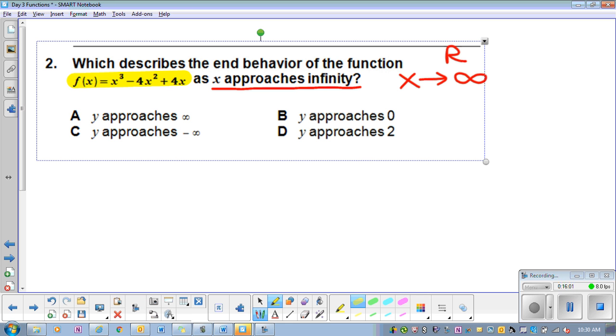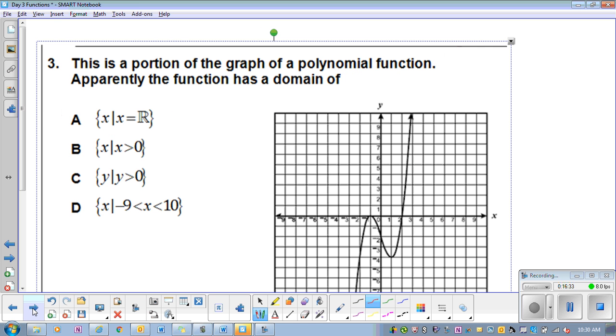Or, remember what we said before? What is that beginning number in the front? Is it positive or negative? Positive. So that means your right arm is going how? Up or down? Up. So y approaches what? Infinity. Okay, so you could do it that way too. All right?